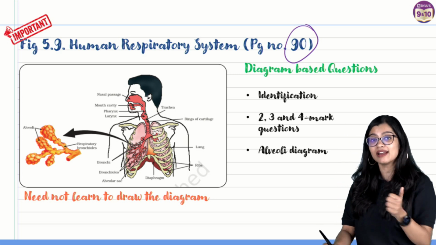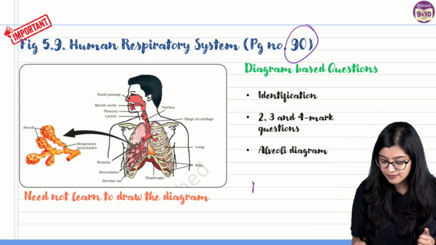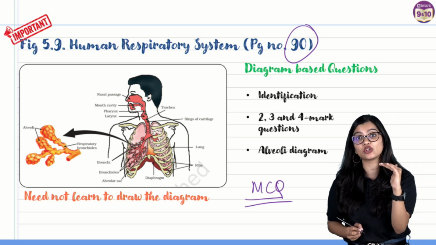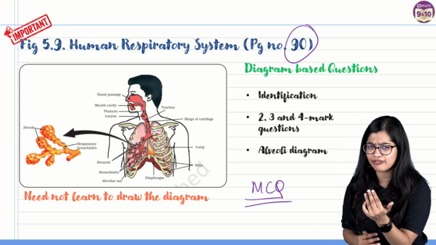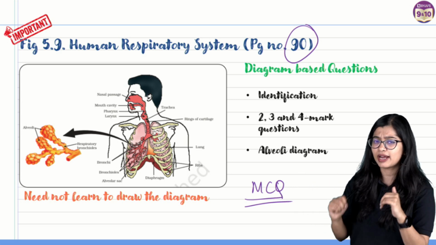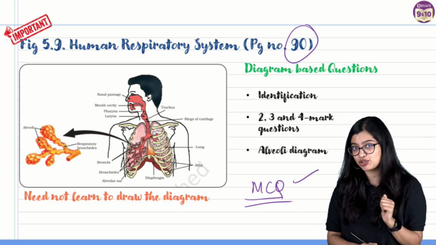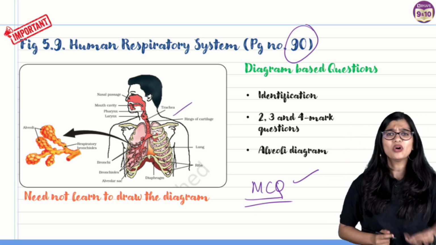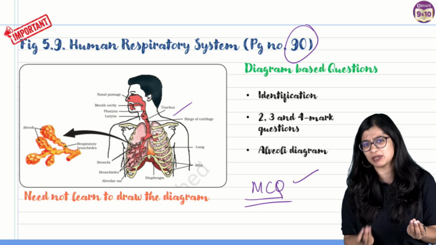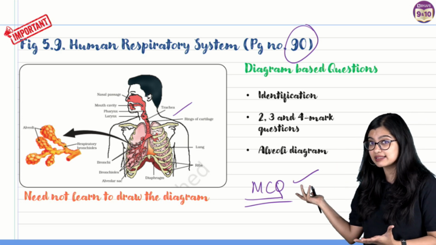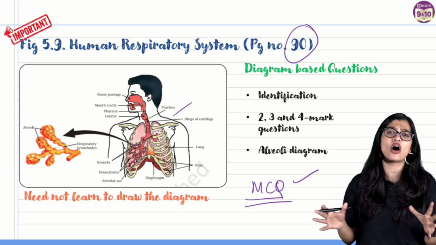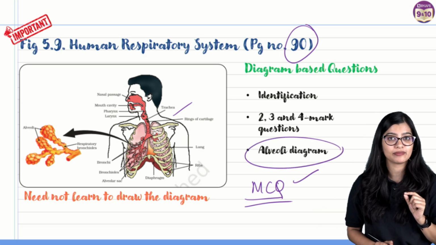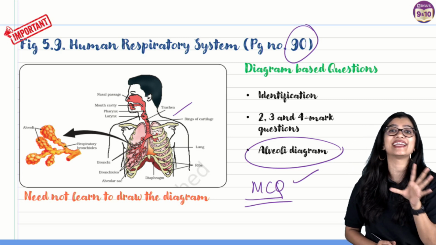But here they can ask you MCQ based questions, right? MCQ based questions can come where they will give you 4 options of the pathway of air and you'll have to identify the correct order of organs, right? So that is going to be one possible question that can come. Or else they can ask you the function of the rib cage, or they could ask you some specific functions like how are the lungs designed to maximize gaseous exchange, and so forth.